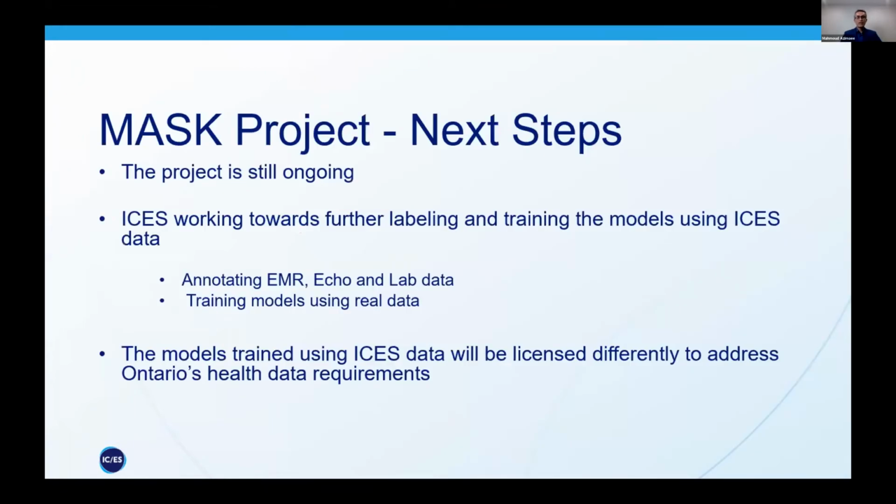The next steps that we are planning for this project is to further label and train the models using ICS data. So we are annotating EMR, ECHO, and lab data to have bigger data for training. And the plan is the models that will be trained using ICS data will be licensed differently in order to respect Ontario's health data requirements. But obviously, any organization, any entity can go and download the basic models from GitHub and start training them based on their own data.